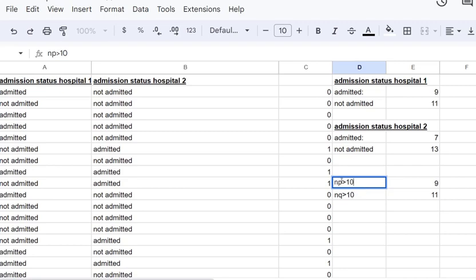You can continue. So I've done that for hospital 1. You want to do the same thing for hospital 2. Check your n times p and your n times q. Okay, and once you've done that, you've checked the criteria for conducting hypothesis tests about proportions.